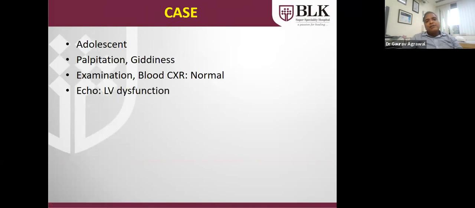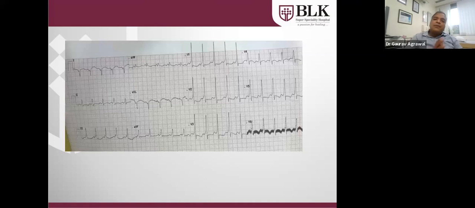A case: an adolescent patient came with a history of palpitation and giddiness. Clinical examination, blood, X-ray, everything is normal. Echo showed LV dysfunction. Any comment on the ECG? Adolescent patient with palpitation history. Other things are normal.